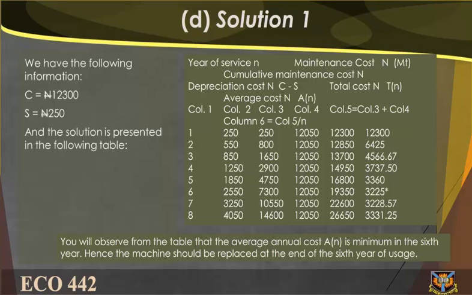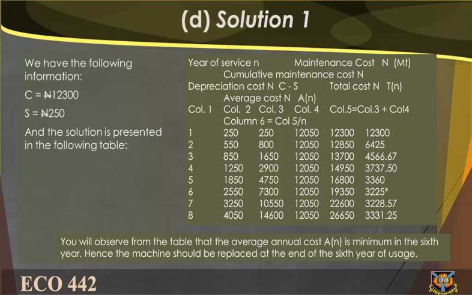Year 5: 1,850, 4,750, 12,050, 16,800, 3,360. Year 6: 2,550, 7,300, 12,050, 19,350, 3,225. Year 7: 3,250, 10,550, 12,050, 22,600, 3,228.57.